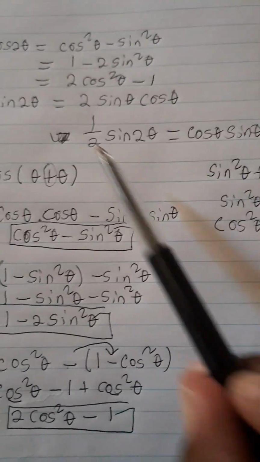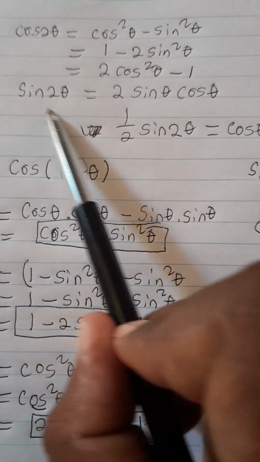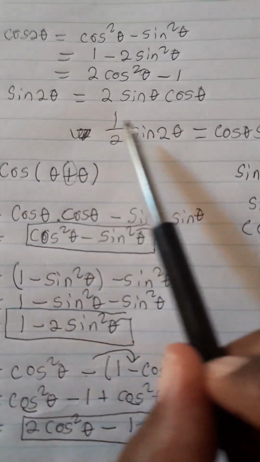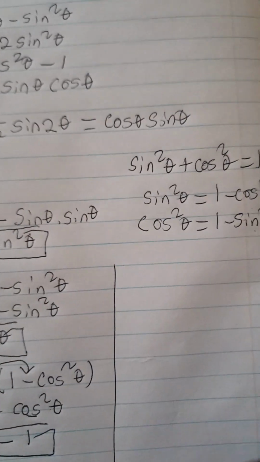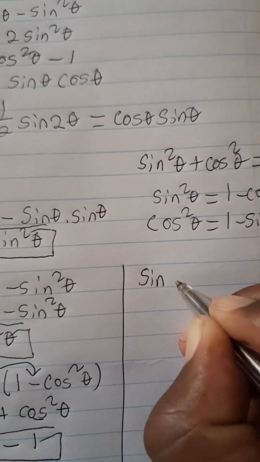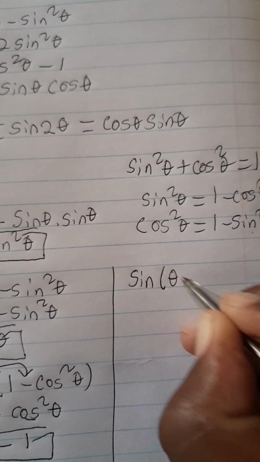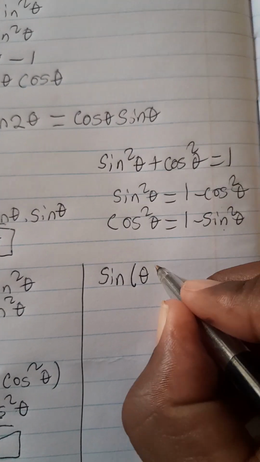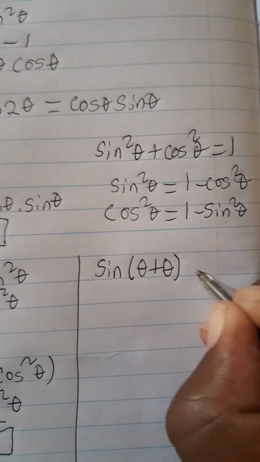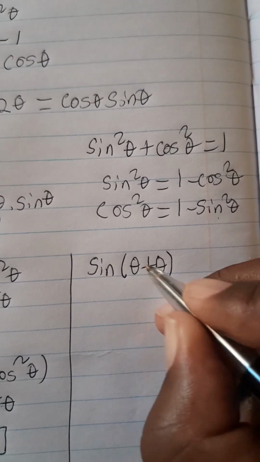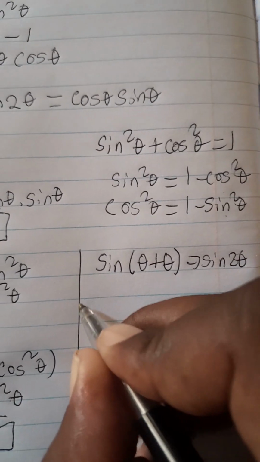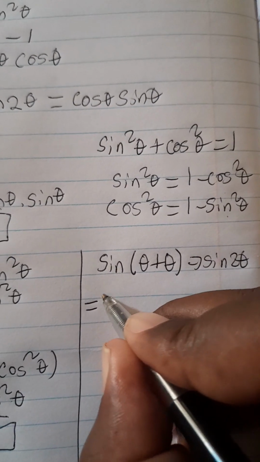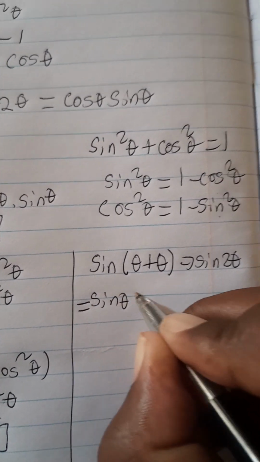Then guys, lastly, let's look at how they derived the identity of sine 2 theta. So consider now the identity of sine 2 theta. This will be a compound angle of sine theta plus theta. We know that will give us sine 2 theta. But let's derive it. This will be the product of sine theta and cos theta.